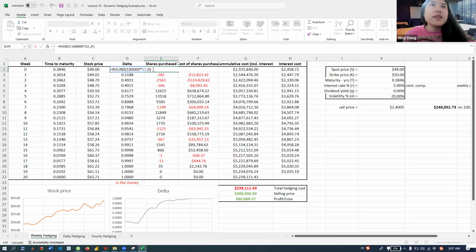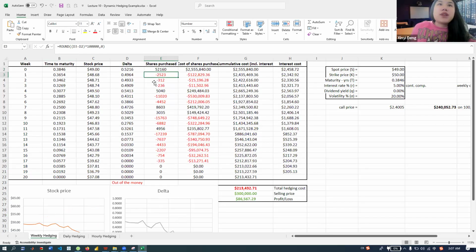So what I'm trying to say here is that this cell is purely just for calculation of the shares in the underlying to reduce the previous cell to 0.